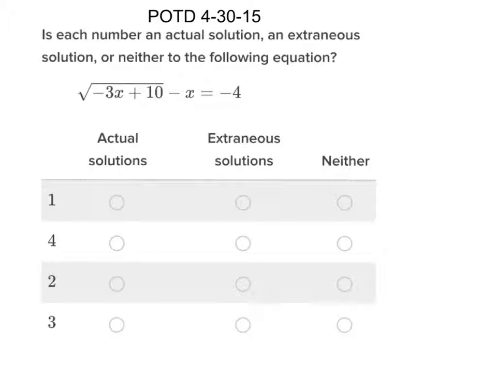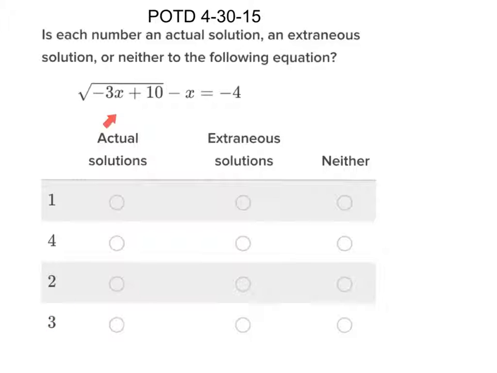Okay, so on this problem of the day, it says, is each number an actual solution, an extraneous solution, or neither to the following equation? So they want to know, is 1 an actual solution, an extraneous solution, or neither? Same thing for 4, 2, and 3.